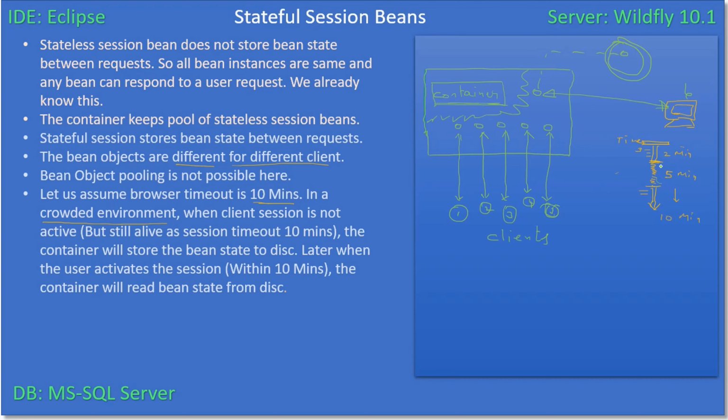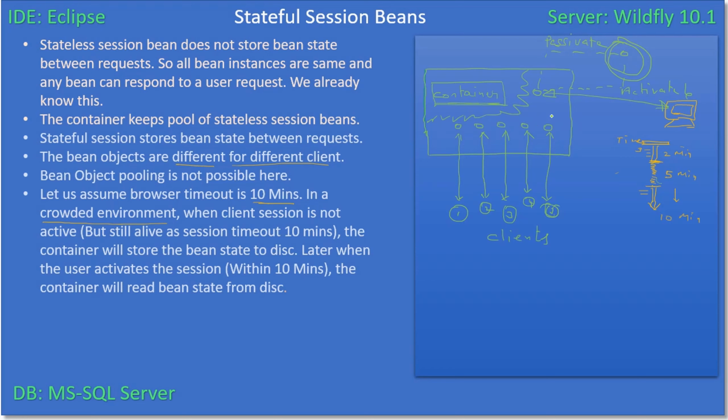Right? So after 5 minutes, when a user makes a request, the corresponding object that's on the disk will be taken back and placed in memory. This kind of action is done by the container. Writing it to the disk is called passivation, so it passivates the bean. Here it is activating the bean. When it will passivate and when it will activate depends on the container.